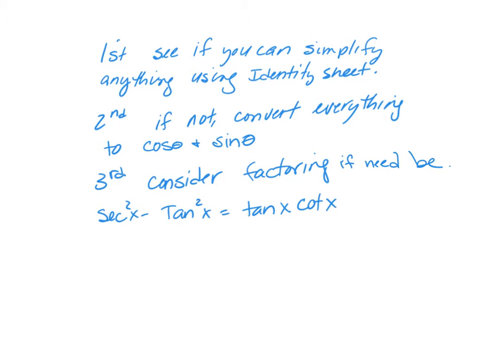Okay, so when you get an identity, you first see if you can simplify anything using the identity sheet. And if not, you convert everything to cosine and sine. And also consider factoring if you need to.